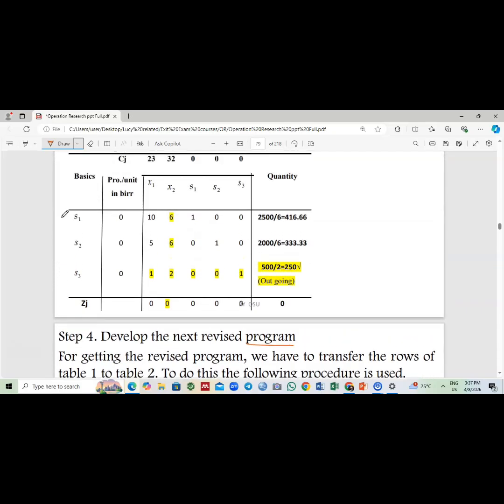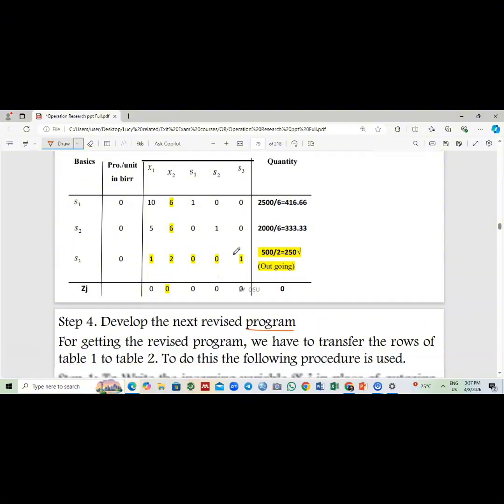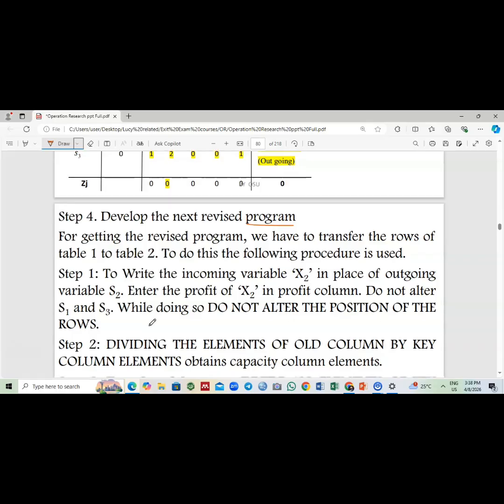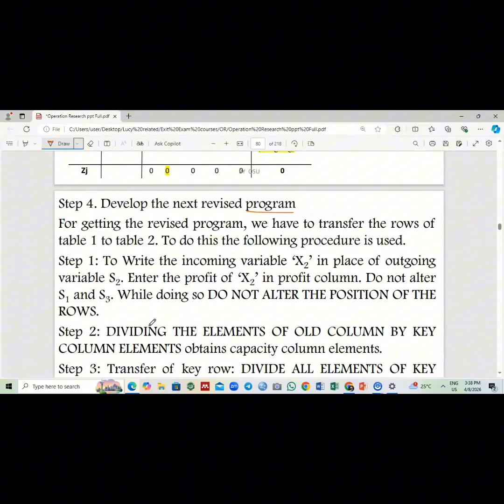Row jechuun isa kana. Column jechuun bifa kana. Kanaaf isaanan kanaa fi isa kana exchange goona jechuudha. So step 1, to write the incoming variable x2 in the place of outgoing variable s2, enter the profit of x2 in profit column. Do not alter s1 and s3 while going. So do not alter the position of the row.